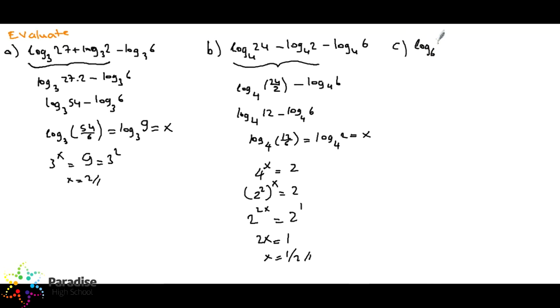Logarithm 6 base 78 minus logarithm 6 base 13 plus logarithm 6 base 1. Before I start doing anything here, I noticed that the third function here, logarithm 6 base 1, remember the rule, whatever the base is, if the number here is 1, the result will be 0. So the value of this function is 0. So I got only two functions here.